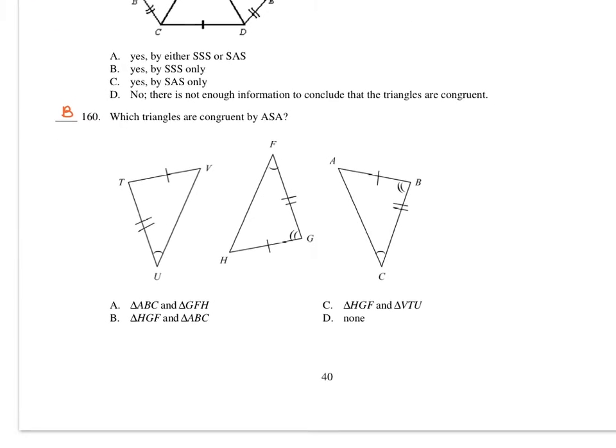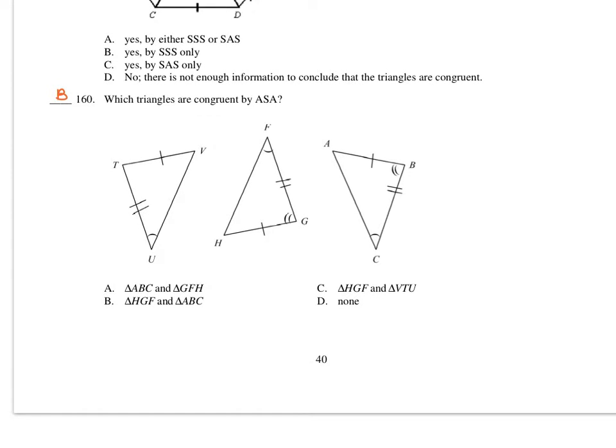160, which ones are congruent by angle, side, angle? This is B. HGF and ABC are the ones that have angle, side, angle. Remember, it's got to be included angle, so it's got to be the angle that's in between the two congruent sides.